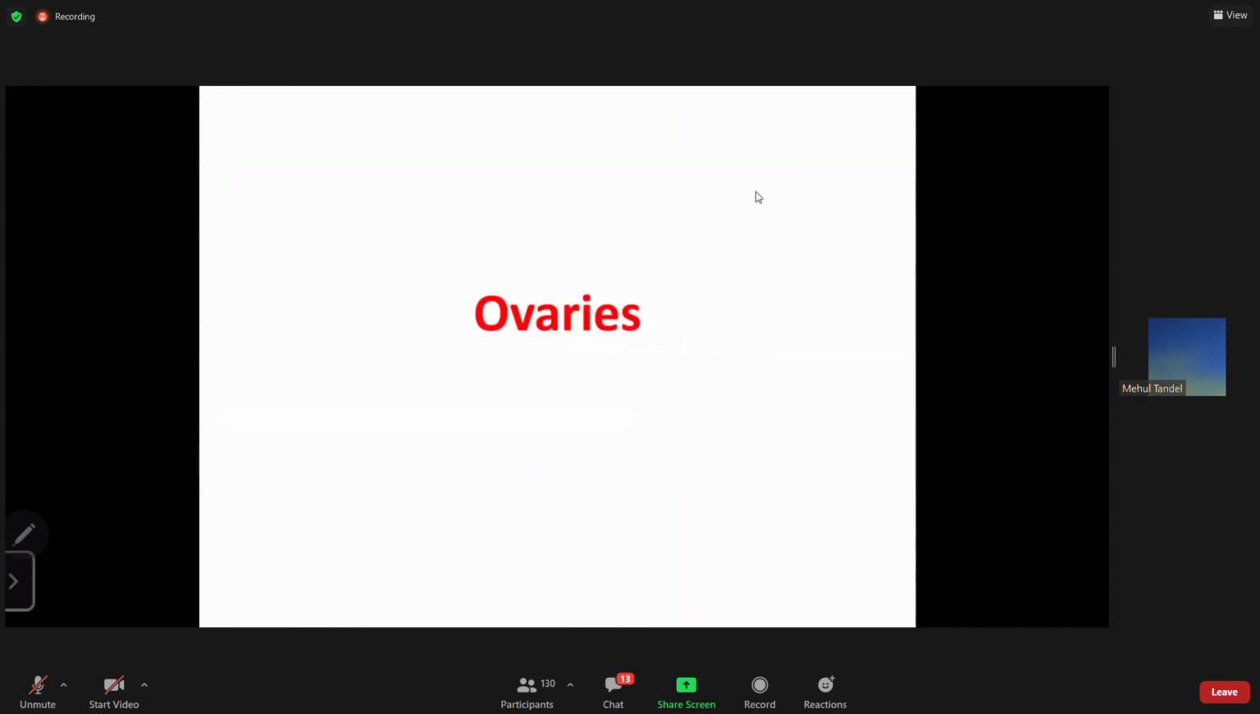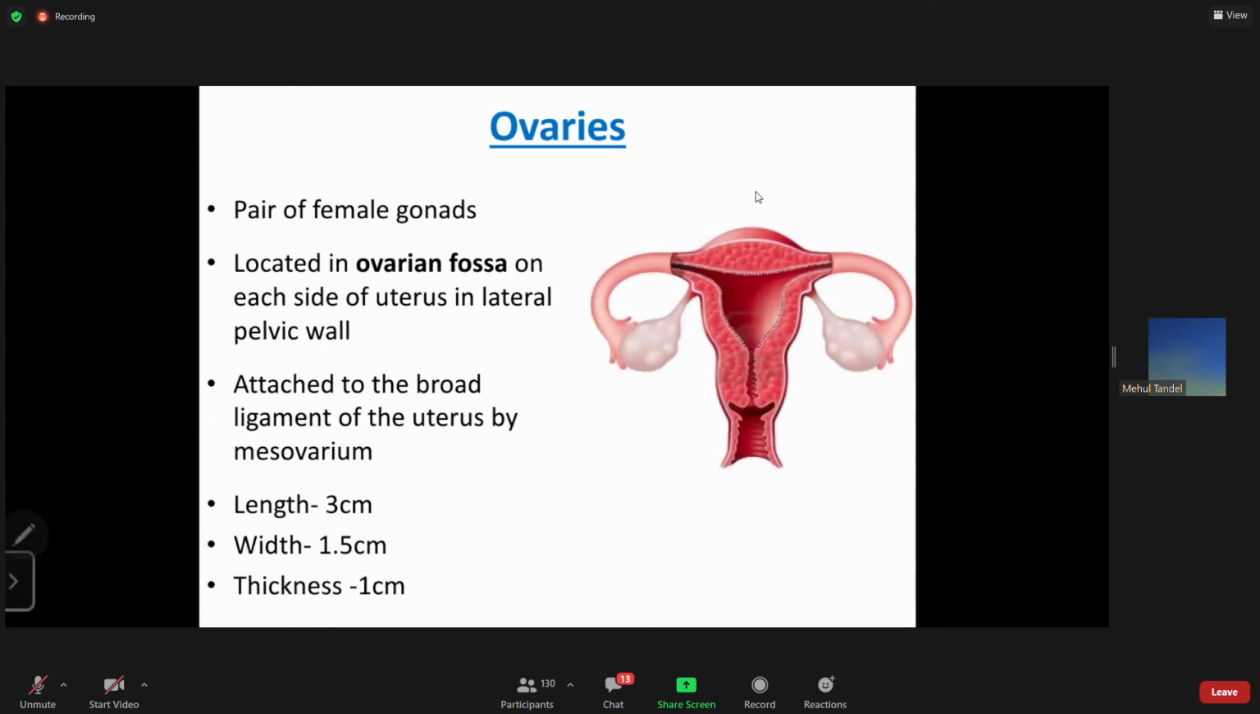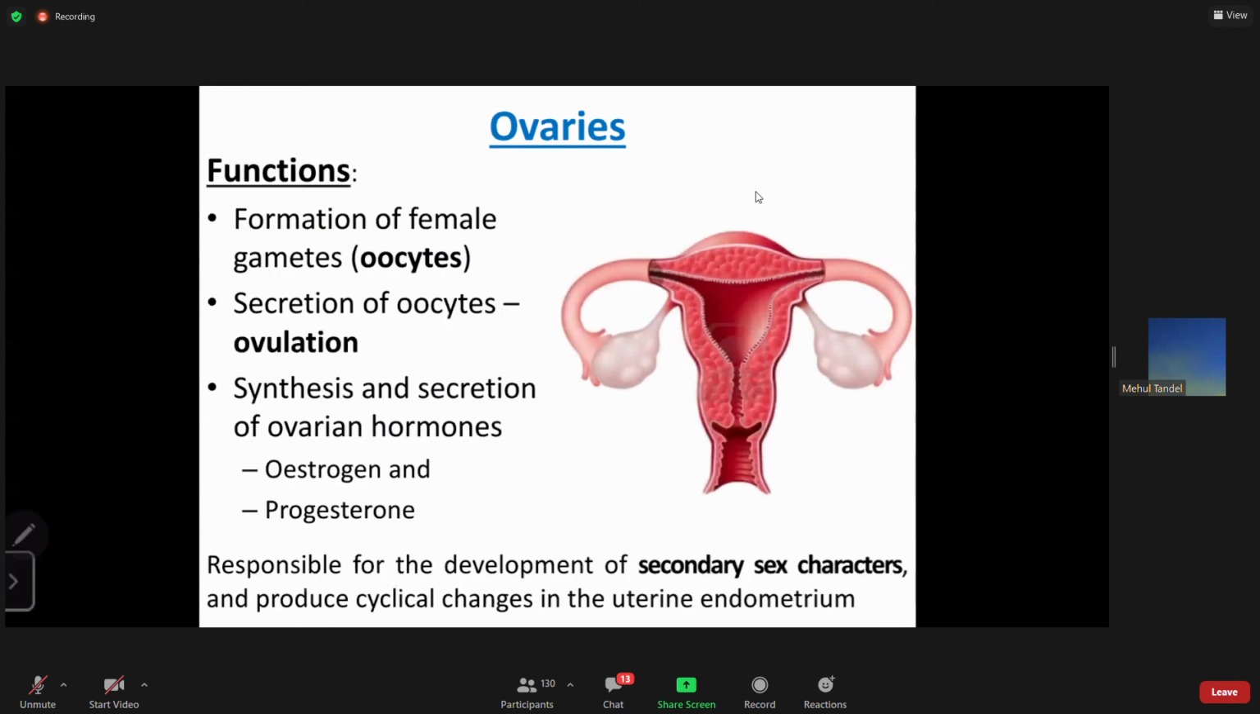That was about the clinical aspect. Now, the last two parts are ovary and umbilical cord. We will proceed fast. We will discuss only the important part. We will not discuss the gross part, which you already know. Function भी आपको पता है.